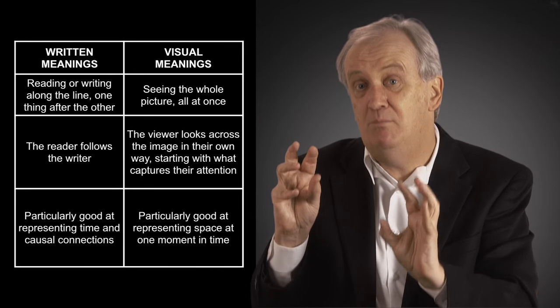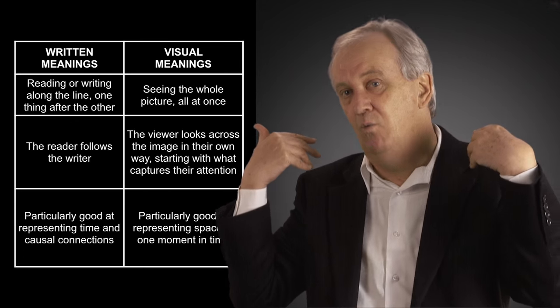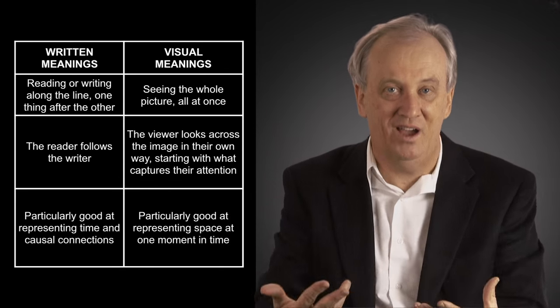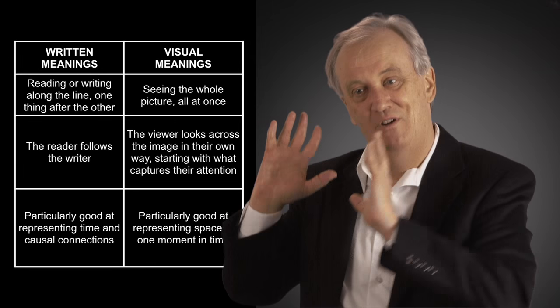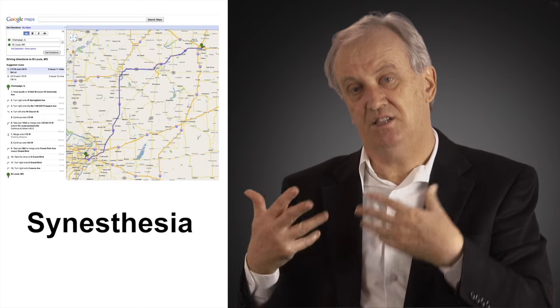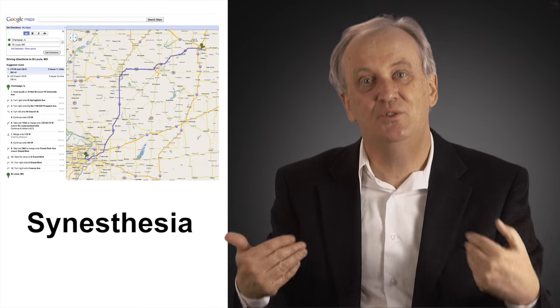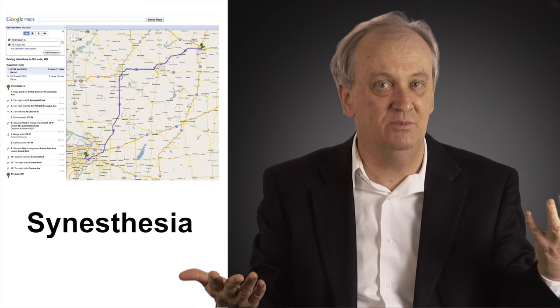So there are a number of really important differences between these two modes. Yes, there are parallels. We're doing Eiffel Towers always, whether it's in language or in image, but we're doing them in quite different ways. So this then moves us on to the idea of synesthesia, which is, why is it useful to do these things in more than one way and more than one way simultaneously?